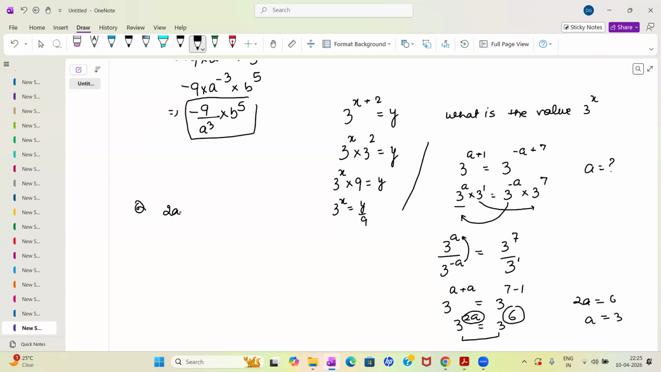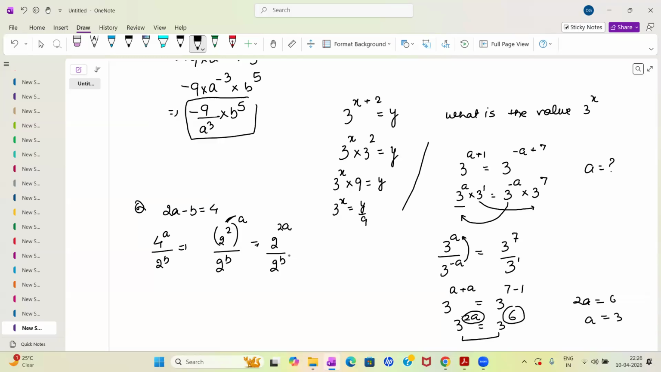If 2a minus b is equal to 4, then what is the value of 4 to the power a upon 2 to the power b? You know that 4 can be written like 2 square, and the power of 2 square is a. And now here is 2 to the power b. And by the law of exponents, these two powers will be multiplied. So it is 2 to the power 2a. And here it is 2 to the power b.